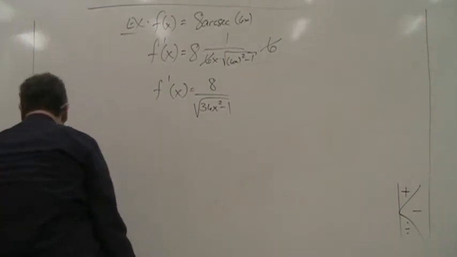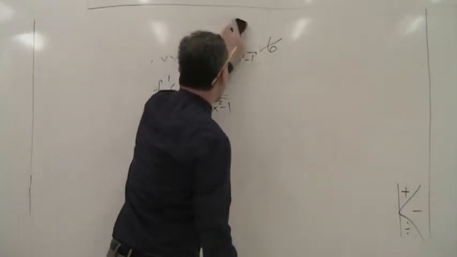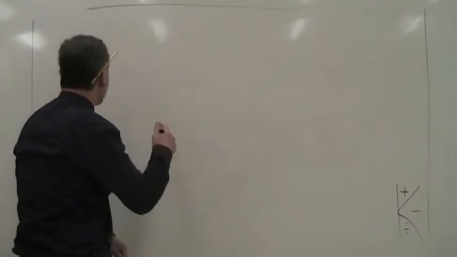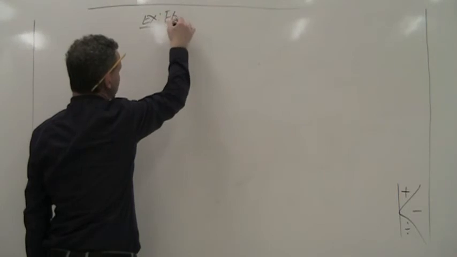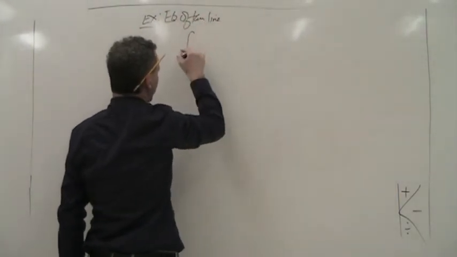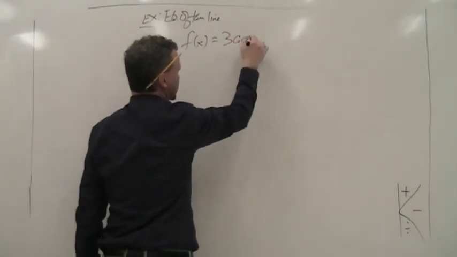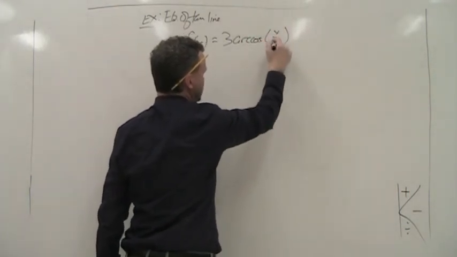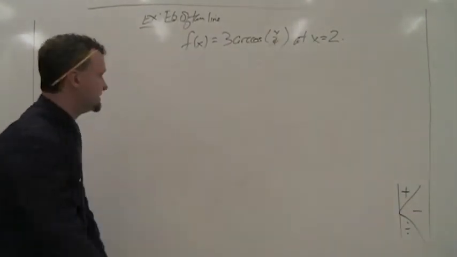Okay? So hopefully so far so good. Nothing too fancy here. And finally, we'll do one more. We'll do a small application. I want you to write the equation of the tangent line for f of x equals 3 arc cosine of x over 4 at x equals 2. Okay, I want you to write for me the equation of the tangent line.